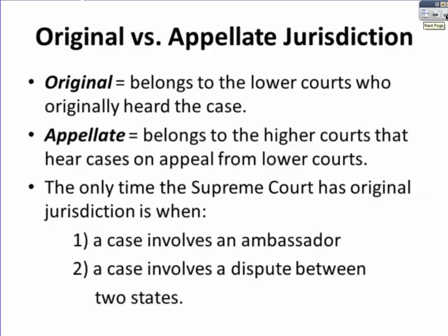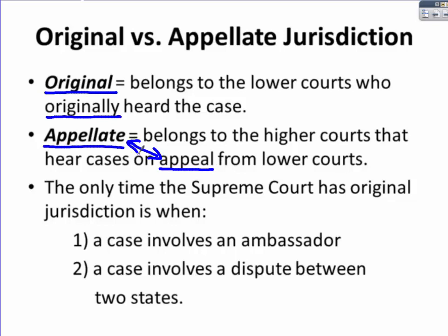Original and appellate jurisdiction. Original jurisdiction means that a court hears the case originally. So the very first time that a case is being heard by the court is original jurisdiction. Appellate jurisdiction belongs to higher courts that hear cases on appeal. Appellate, appeal. The words are very much the same.